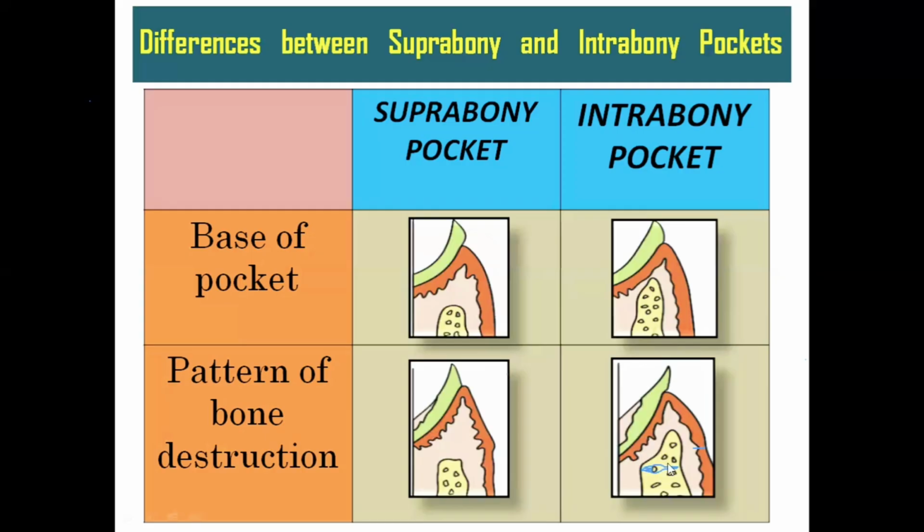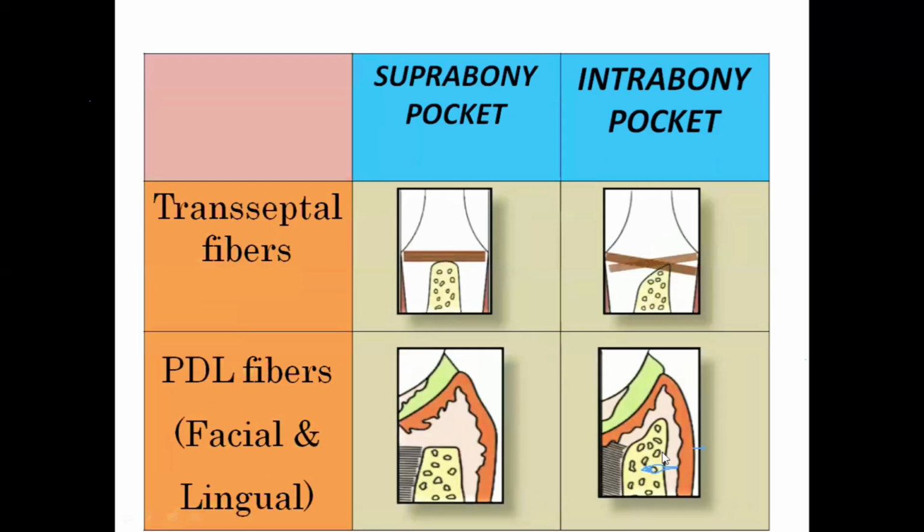And in case of an infrabony pocket, there is angular bone loss. There is vertical bone loss. Now, what will be the angulation of the transseptal fibers? Just to mention here, what are the transseptal fibers?